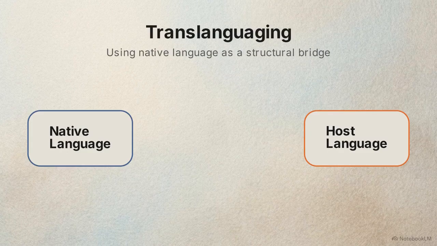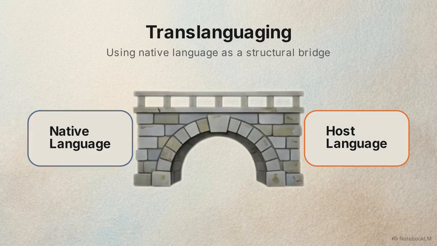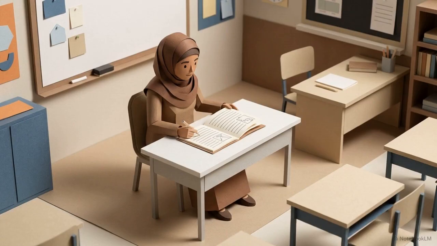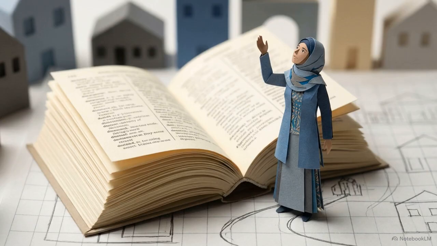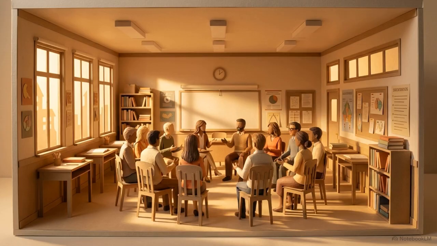Next, implement translanguaging. This involves using the learner's native language as a structural bridge to help them acquire the host language. Bringing a student's native language into the classroom lowers their anxiety and validates their identity, showing them their background is an asset to be utilized. Validating a learner's cultural heritage creates a safe psychological environment. That security leads directly to higher levels of engagement with the host language.